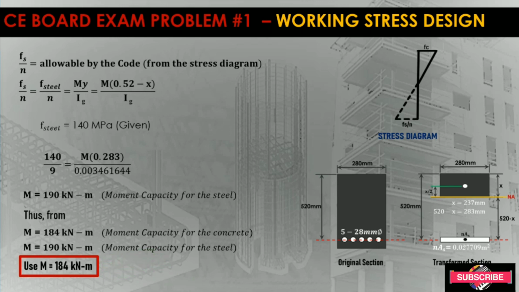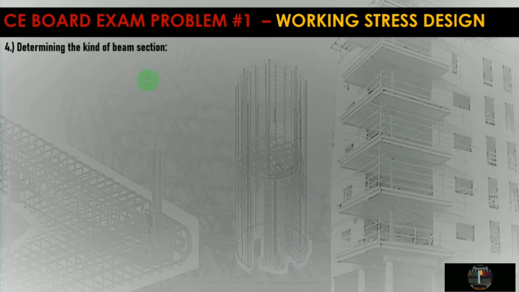And now we are going to proceed to the third question, the determination of this beam section. So actually, if we are not using the allowable values for the concrete and for the steel, we can determine the kind of section using the modulus of rupture, as denoted by this fr. But since we are using the allowable values for the concrete and for the steel as per the NSCP code and ACI code, we are going to determine what kind of beam section this is by using the moment capacity with regards to the concrete and steel.